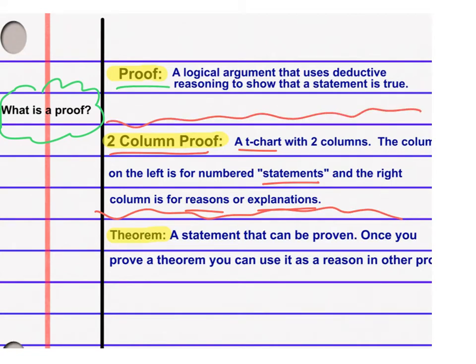Okay, our last vocabulary word is a theorem. A theorem is a statement that can be proven. Once you've proven a theorem, you can use it as a reason in other proofs. That word got cut off. So if you need more time to copy down the vocab, go ahead and pause the video. Otherwise, I'm going to keep moving.